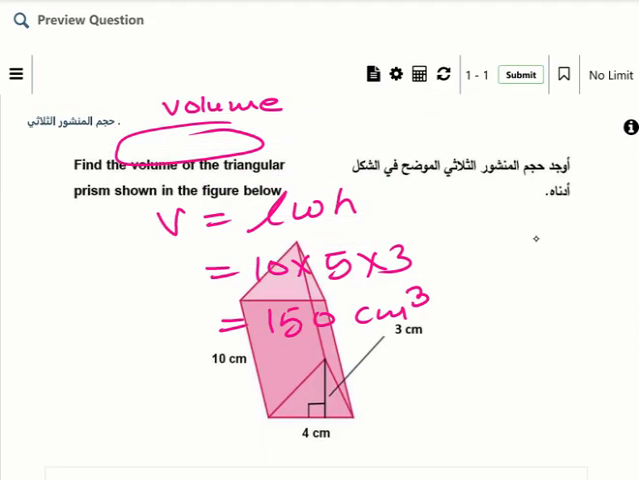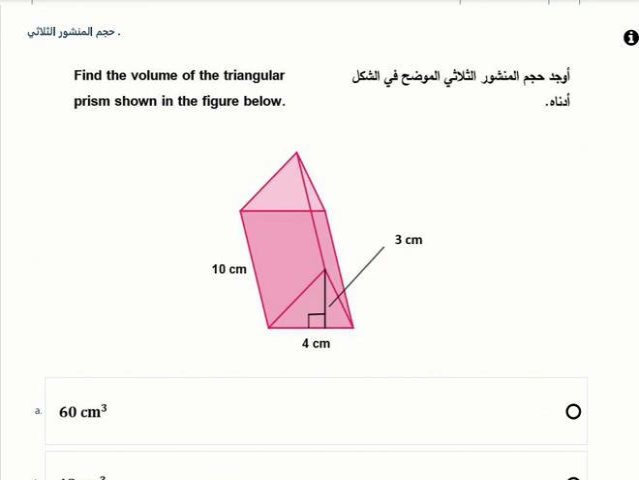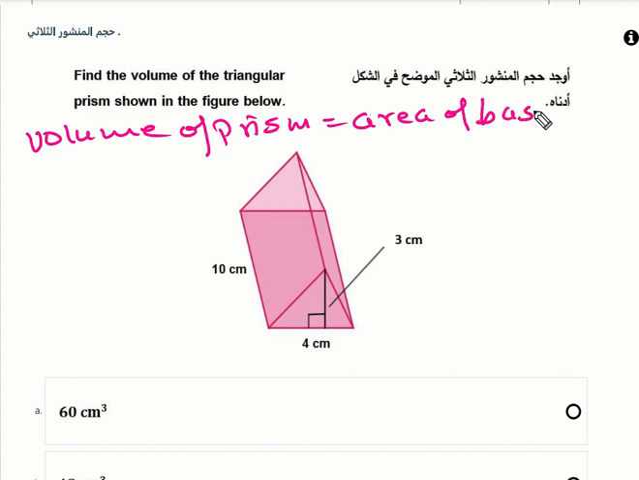Now another question can be the volume of the triangular prism. Okay, we'll find the volume of the triangular prism also, no worries. Now you see, what is the general volume of the prism? Volume of the prism is equal to area of the base, or you can say base area multiplied by height.